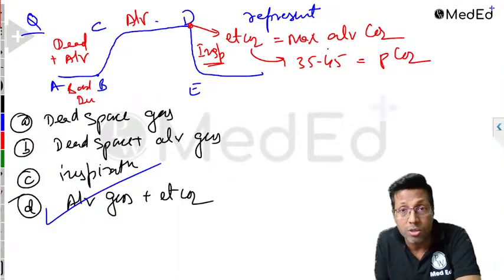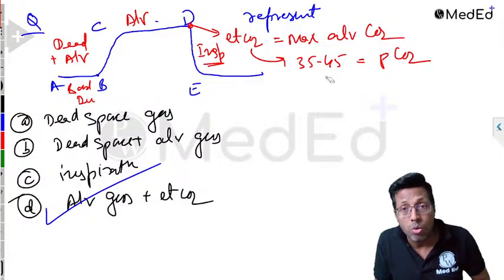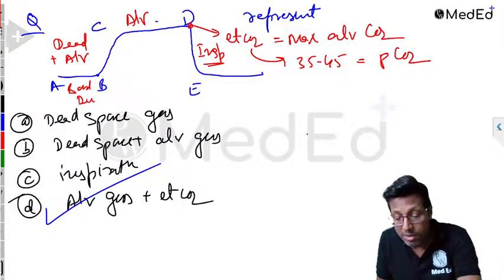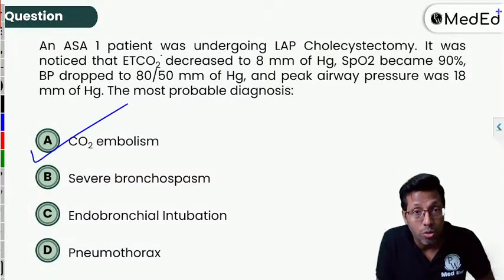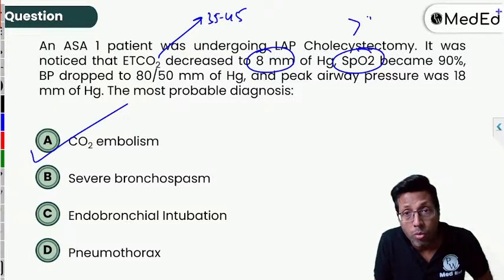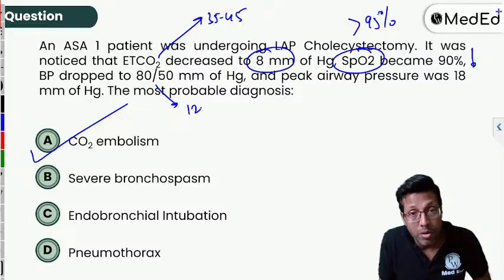We just saw that the normal EtCO2 value is 35 to 45, which is the same as PCO2, right? And now I am saying the EtCO2 value has come down to 8. 8 means nothing. SpO2 normally should have been more than 95%, and it has decreased. The BP has also decreased. It should have been 120/80, or even under anesthesia, 100/70. Now it has gone down.